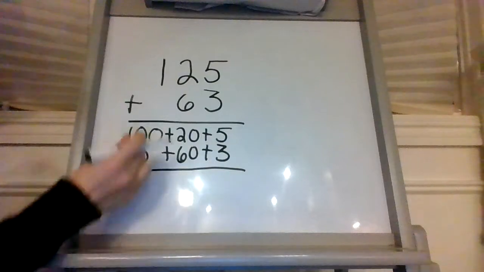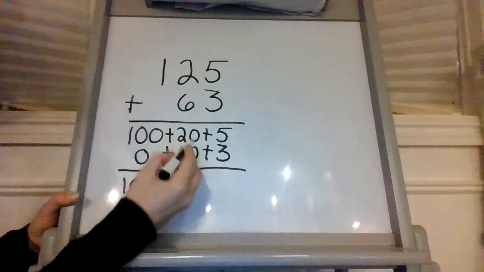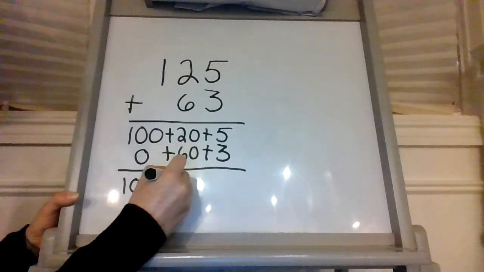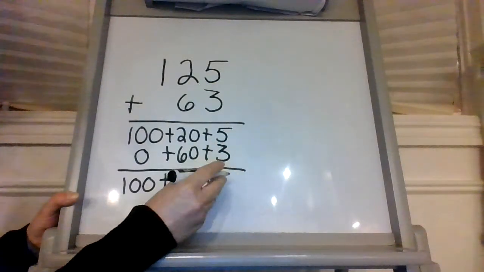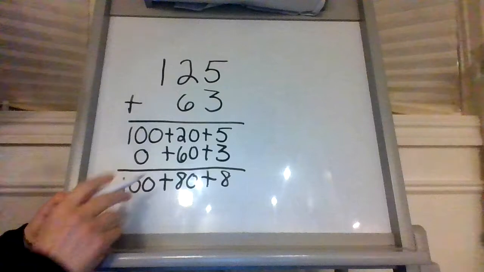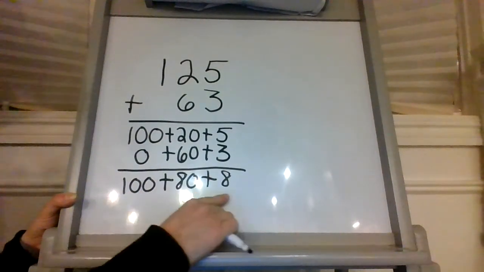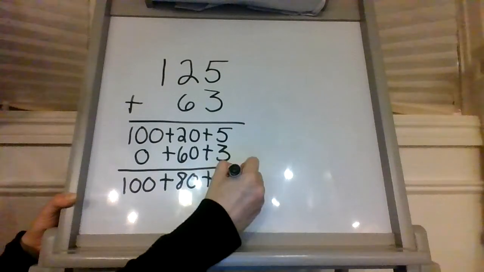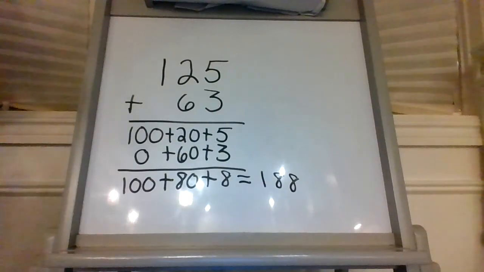So now when we add them together, we have just 100 plus 20 plus 60 equals 80, plus 5 plus 3 equals 8. Now we have an expanded form, 100 plus 80 plus 8 equals 188. And that's partial sums addition using expanded notation or expanded form.